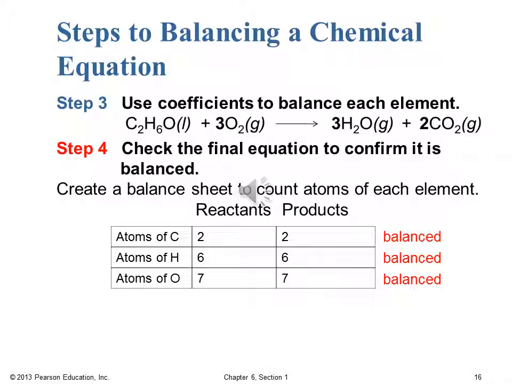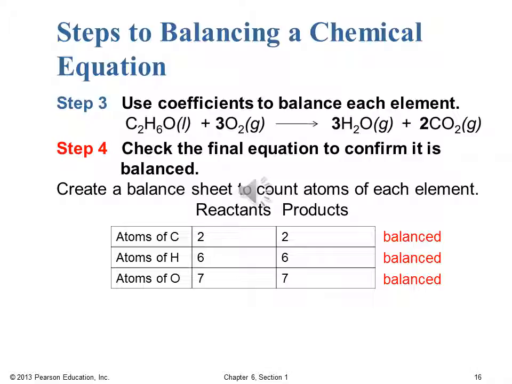So if we take the coefficient of 2, I picked the carbon intentionally because oxygen's in everything on the left and the right. So we want to change the species that are only in one substance first, then we worry about the species that are in every substance or multiple substances anyway. So we knew that we had to put that coefficient of 2 out in front of the carbon dioxide because that's how we were going to get our two carbon atoms on the product side to balance our two carbon atoms on the reactant side.